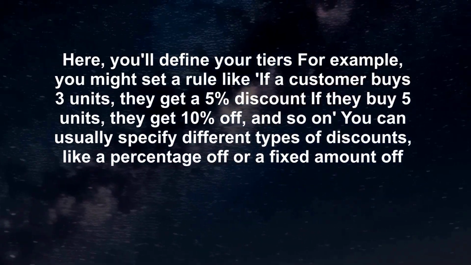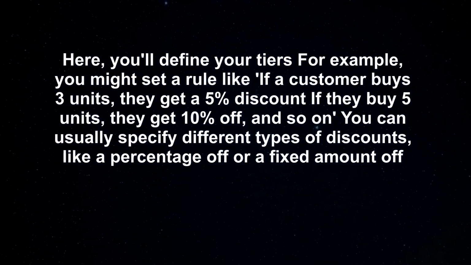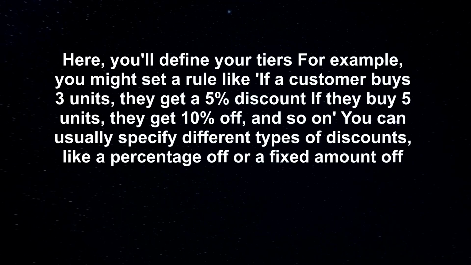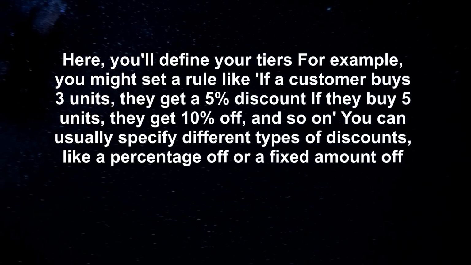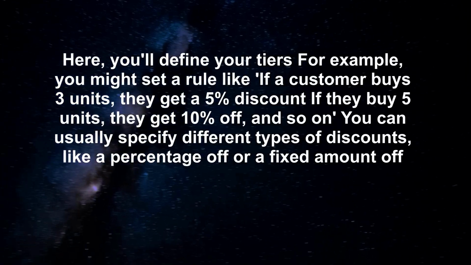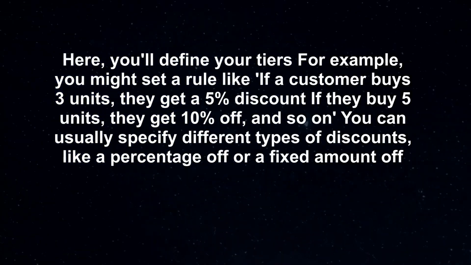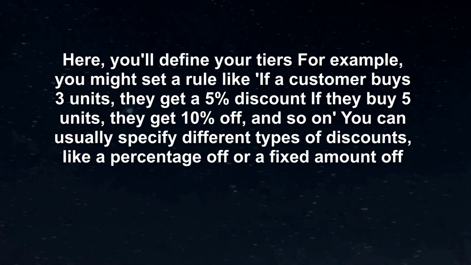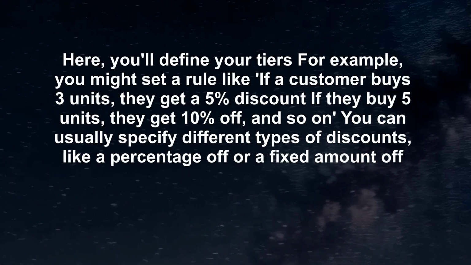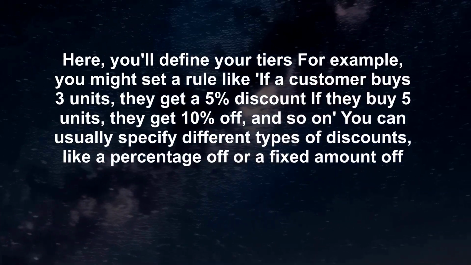Here, you'll define your tiers. For example, you might set a rule like, if a customer buys 3 units, they get a 5% discount. If they buy 5 units, they get 10% off, and so on. You can usually specify different types of discounts, like a percentage off or a fixed amount off.